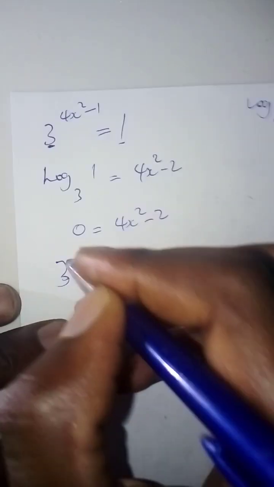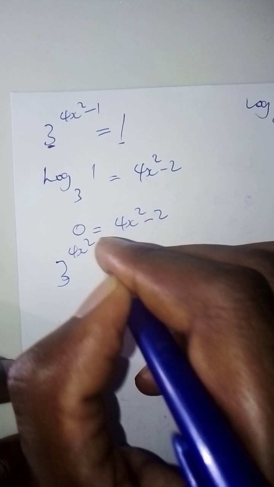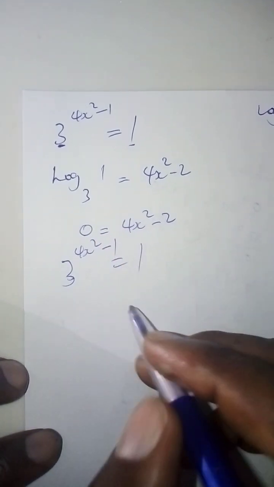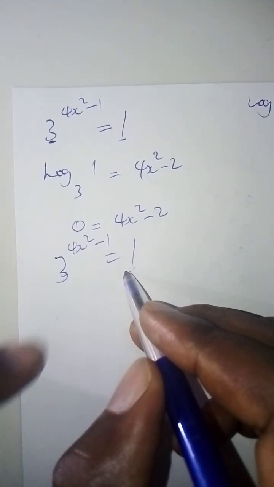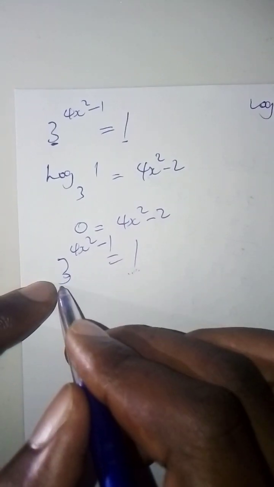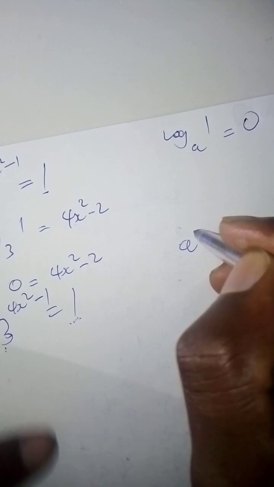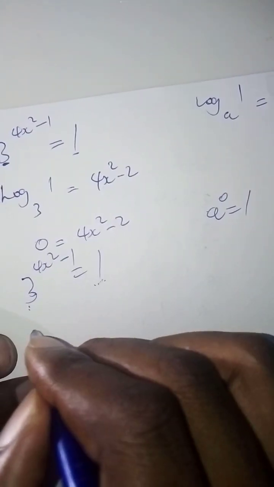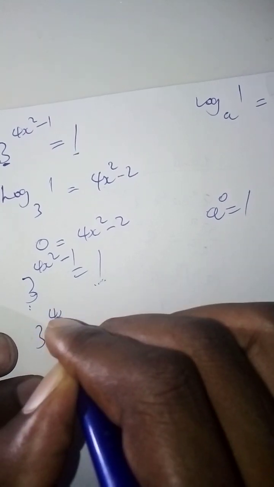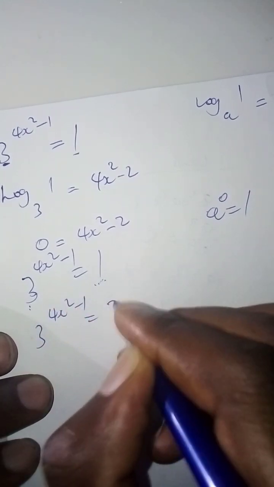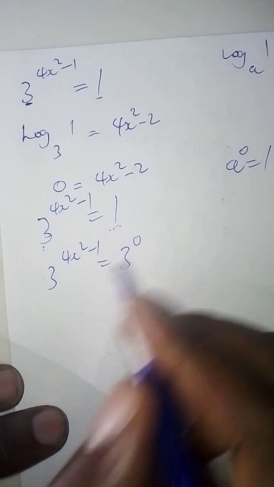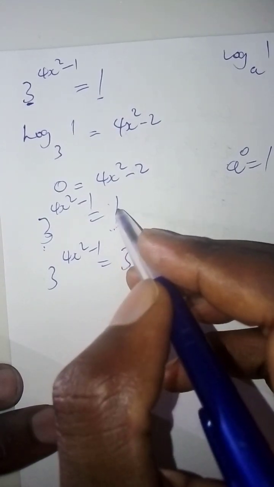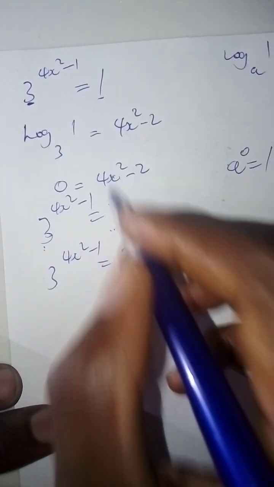Now another way that you can do this is you have 4x squared minus 1 is equal to 1. So you can convert this to a base that is the same as this by using the law that says if you raise a base to a power of 0, it's equivalent to 1. So now this means that we can say 4x squared minus 1 is equal to 3 exponent 0. This is basically the same as this. So you see, either way, it's the same.